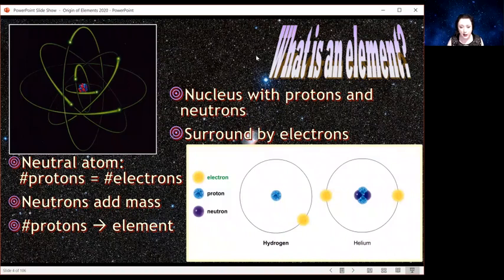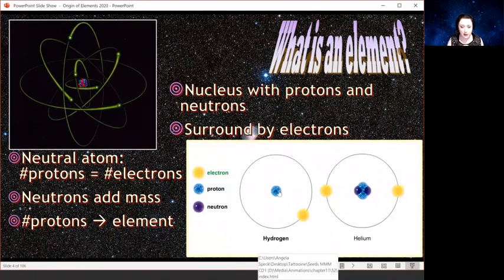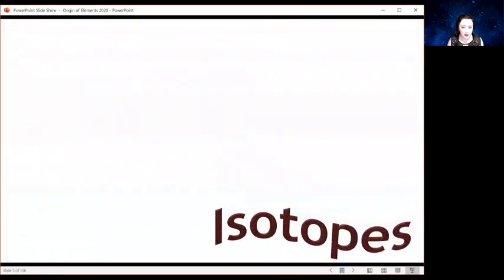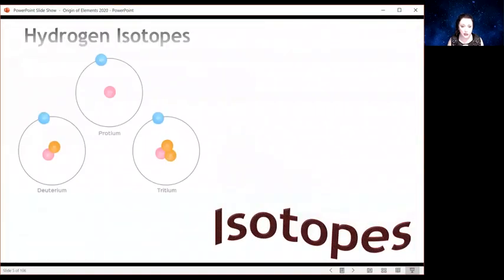So here what I've got is an element that has just a proton in the middle. And with just a proton in the middle, it is element number 1, it is hydrogen. This one has 2 protons and 2 neutrons, but it's the 2 protons that make it element number 2, helium. And so we define all our elements in this way. Now, there's another thing that we need to think about, which is a thing called isotopes.